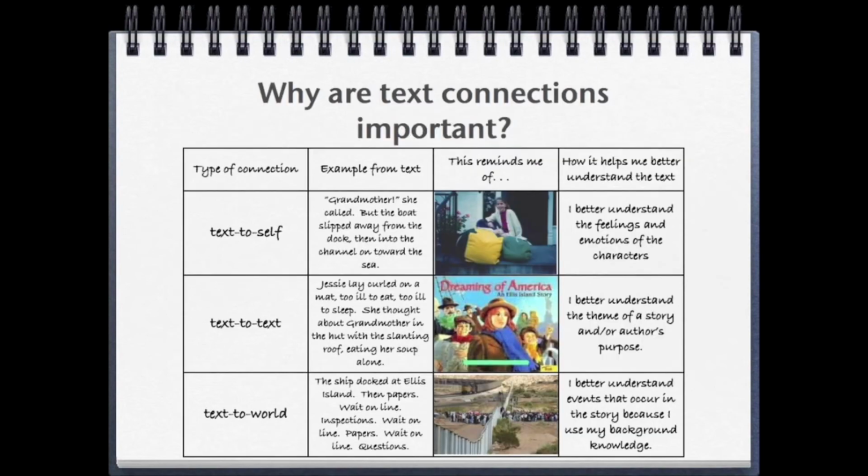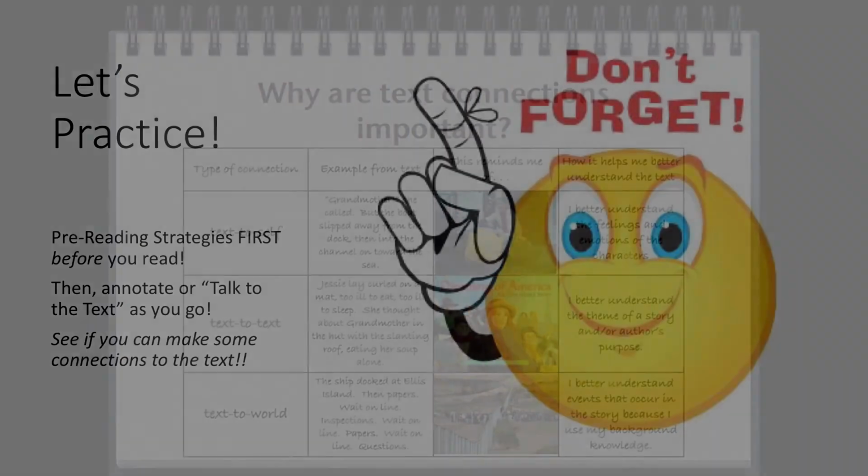So let's take a look at all of the connections we made and how they help us to better understand a text. Remember, we talked about how text-to-self connections provide us with a better understanding of the thoughts, feelings, and emotions of characters. Text-to-text connections help me to understand the overall theme of a story and the author's purpose for writing the text. And text-to-world connections help me to better relate to events that are occurring in the story. So, while you're reading, remember to keep an eye out for text connections.